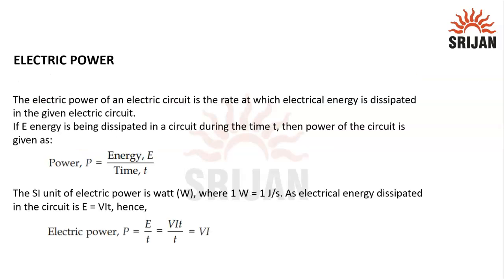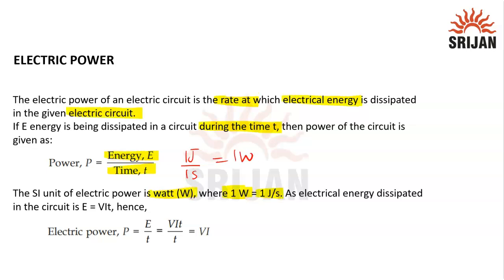Electric power. The electric power of an electric circuit is simply the rate at which electrical energy is dissipated in the electric circuit. If energy E is being dissipated in the circuit during time T, then the power of the circuit is simply energy divided by time. E by T is the electric power. The SI unit of power is watt, and 1 watt is equal to 1 joule divided by 1 second. Why is it so? Because if this is 1 joule and the time is 1 second, then we can simply say it is equal to 1 watt.